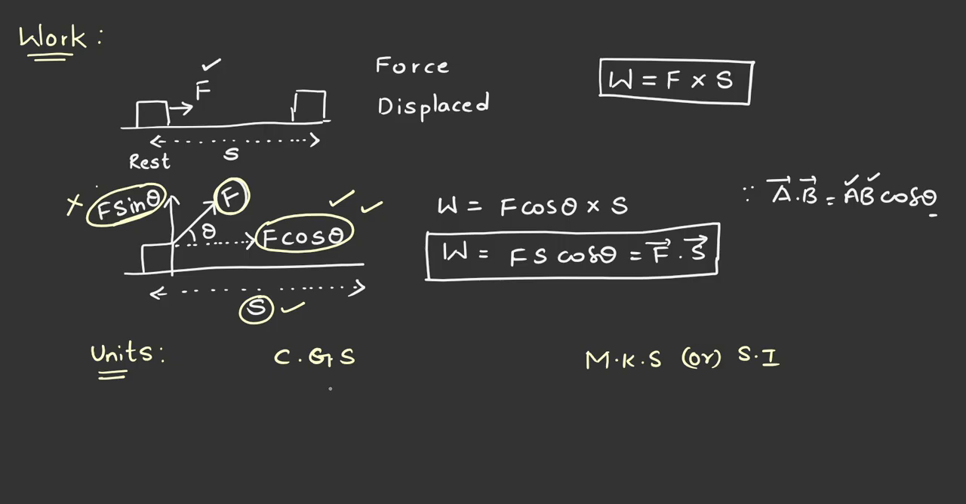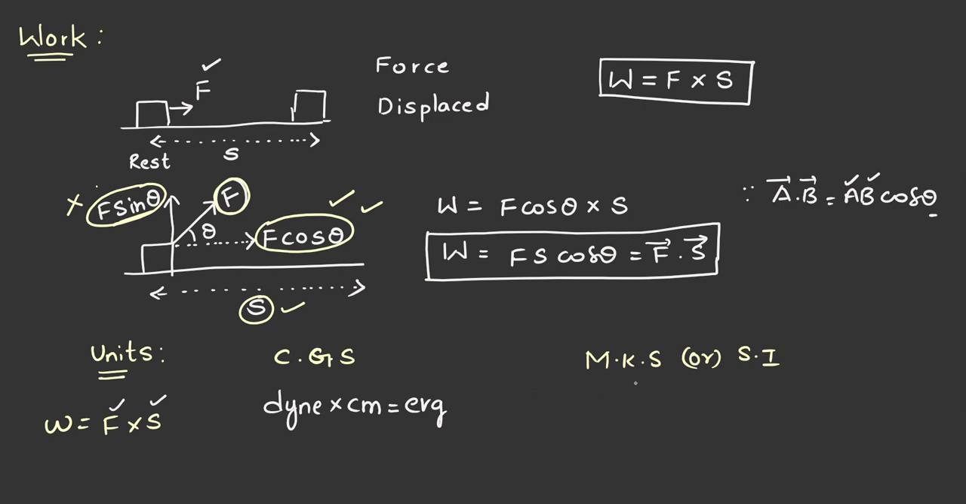As the formula of work done is equal to force multiplied by displacement, to write the CGS unit of work done, we know the CGS unit of force is dyne multiplied by the CGS unit of displacement, which is centimeter. Therefore, the CGS unit of work done is dyne into centimeter, which can be simply written as erg. So the CGS unit of work can be called erg or dyne into centimeter.